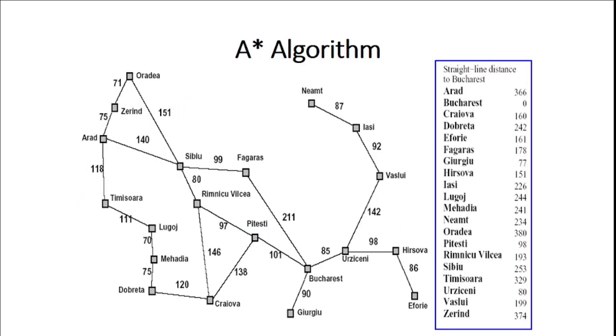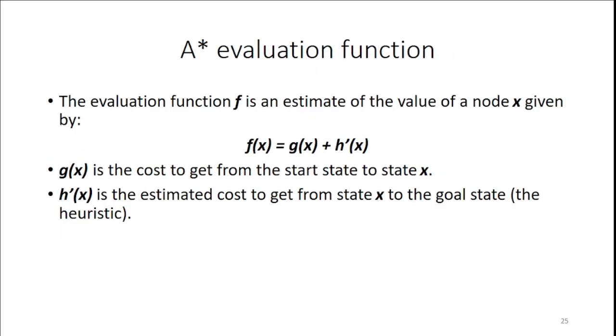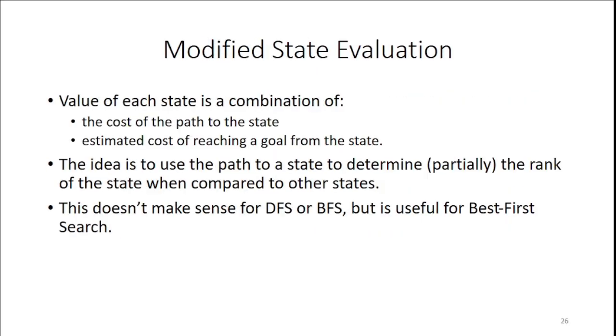So now we can see a famous example, the Romanian map example. In this, the values are in kilometers. For your understanding, let me make that clear. Our start state is Arad and our goal state is Bucharest. We need to start from Arad and reach Bucharest, and the A-star algorithm will find the shortest path distance. It's a combination of f(x), which is equal to g(x) plus h'(x).